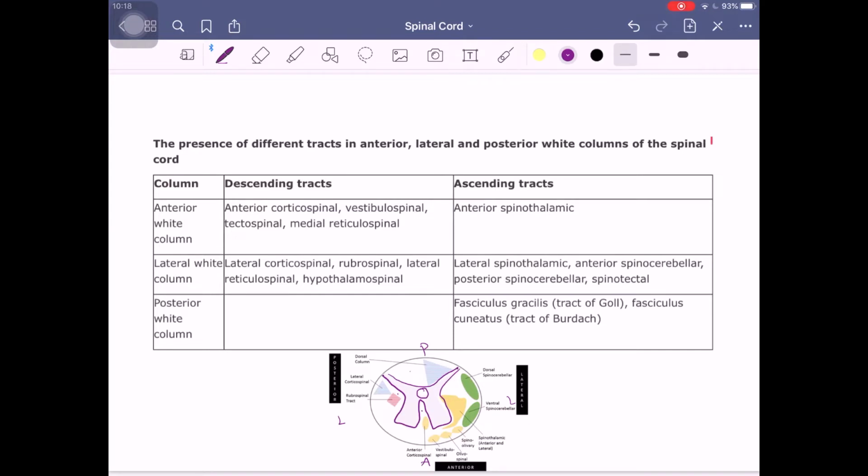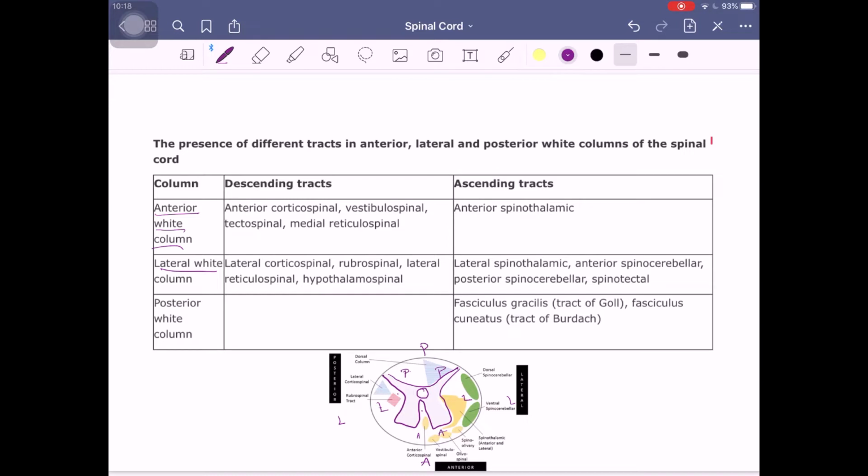Now let us look at the tracts. First look at the columns. There is an anterior white column, here in the front, where I have written A. Then the lateral ones are here on the side, and here also lateral. These are all bilateral, on both sides. So this one is your anterior, these two are your lateral, and these two are your posterior. Those are your columns.